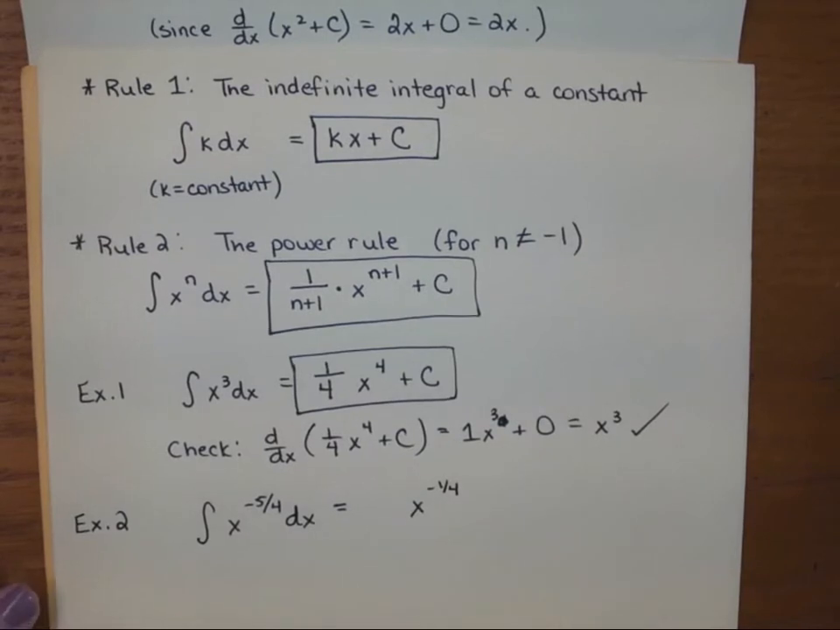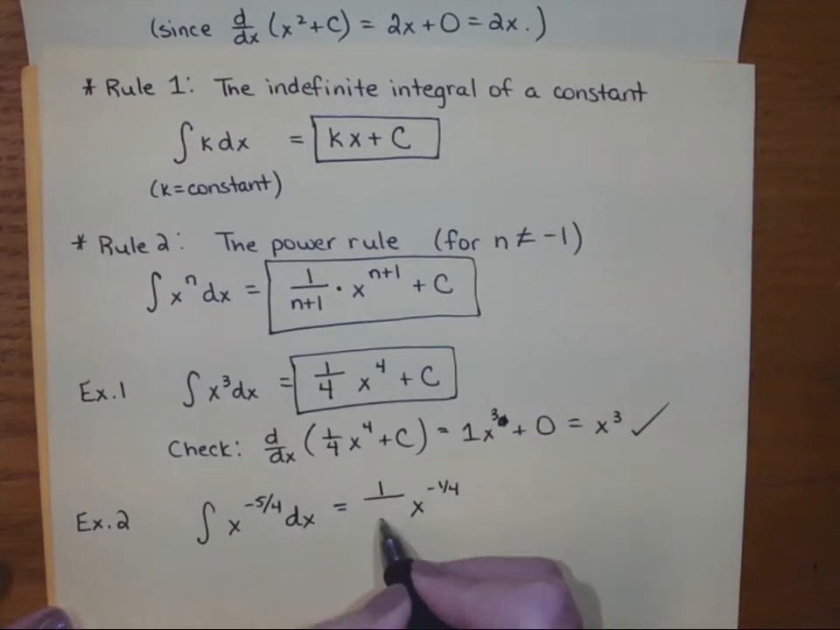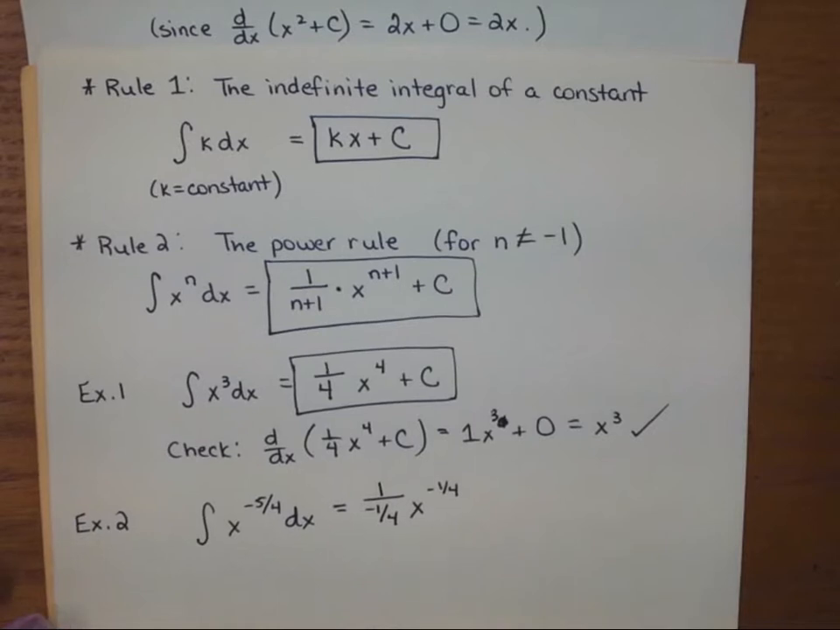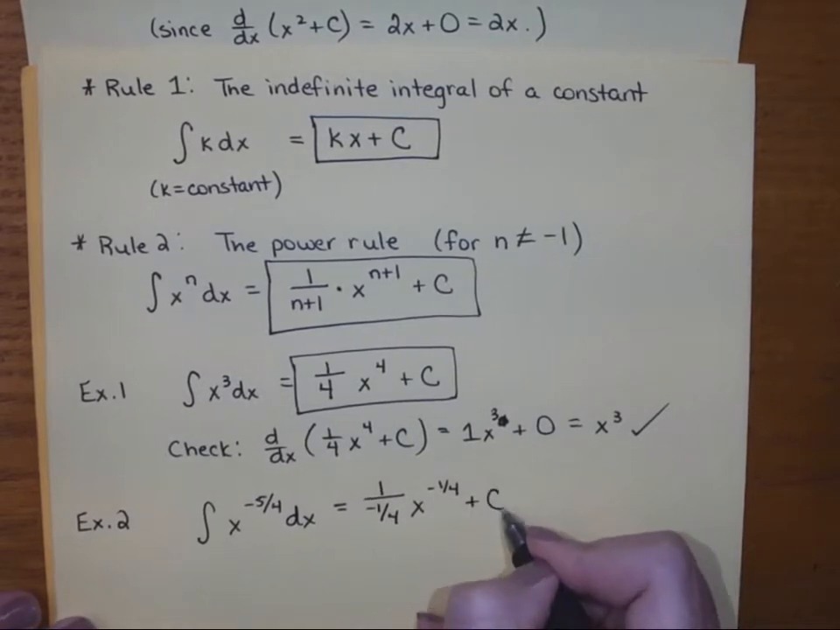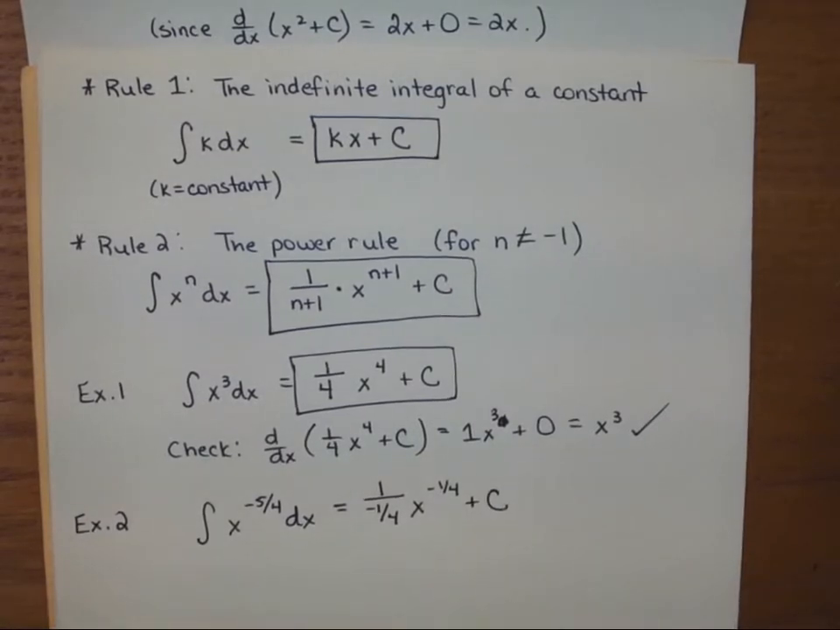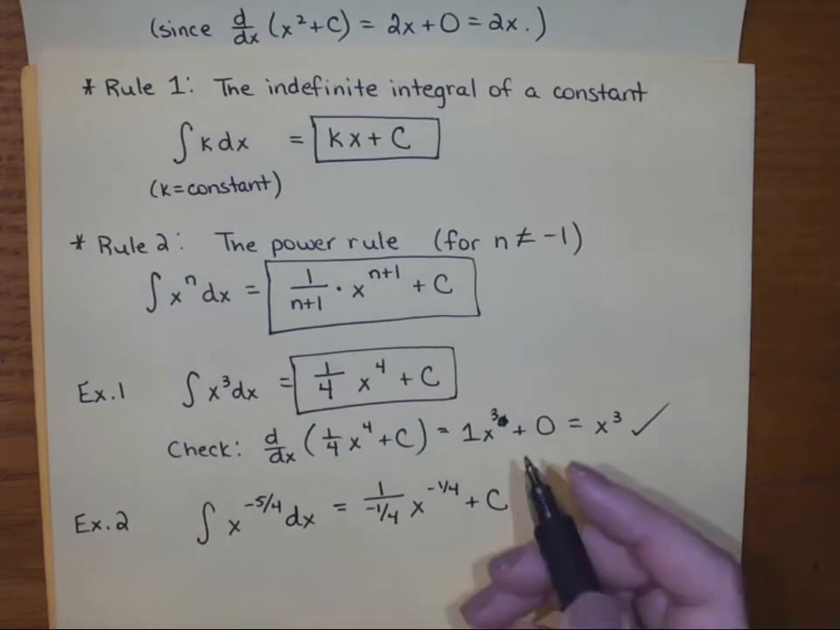So negative 1/4 is the new power, and so you will do 1 over that new power, and then don't forget your plus c. Okay, so I don't care if it's a fraction, I don't care if it's a negative number. You add 1 to the power, you multiply by 1 over the new power.